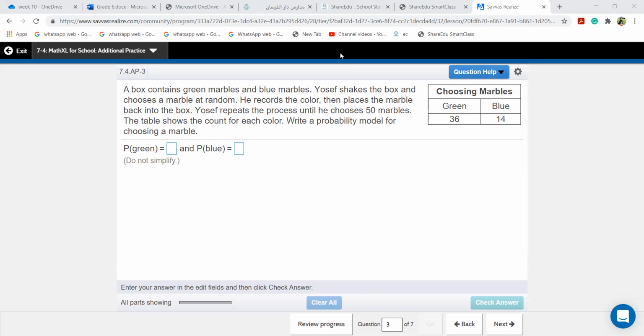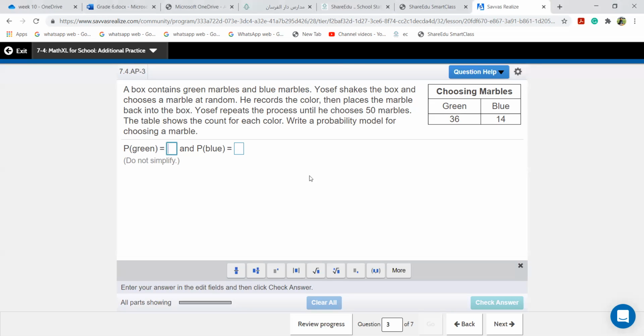Okay, so probability of green will be what? And probability of blue will be what? Tell me. P of green, what will it be? They said do not simplify, you are lucky. Come on, tell me what is P of green? 36 over 50. Very good, yeah. P of blue? 14 over 50.